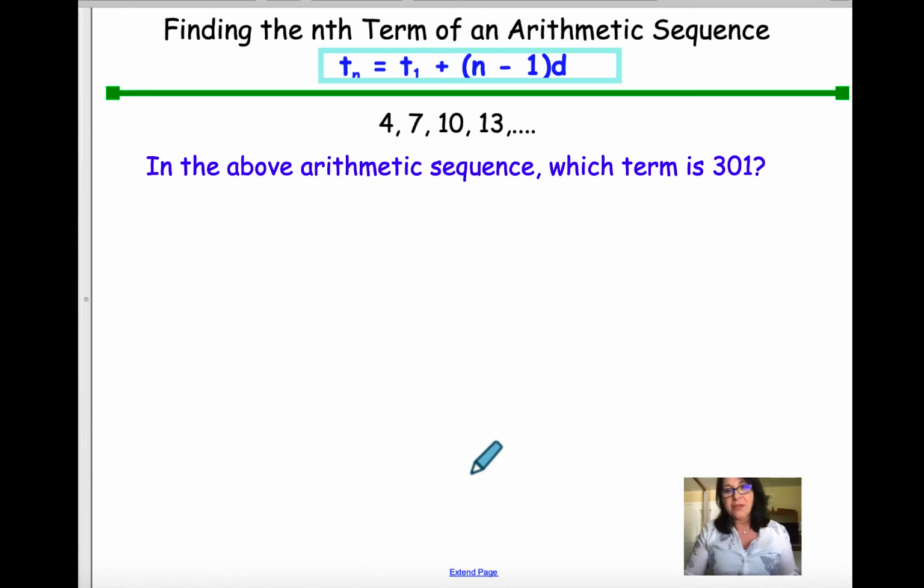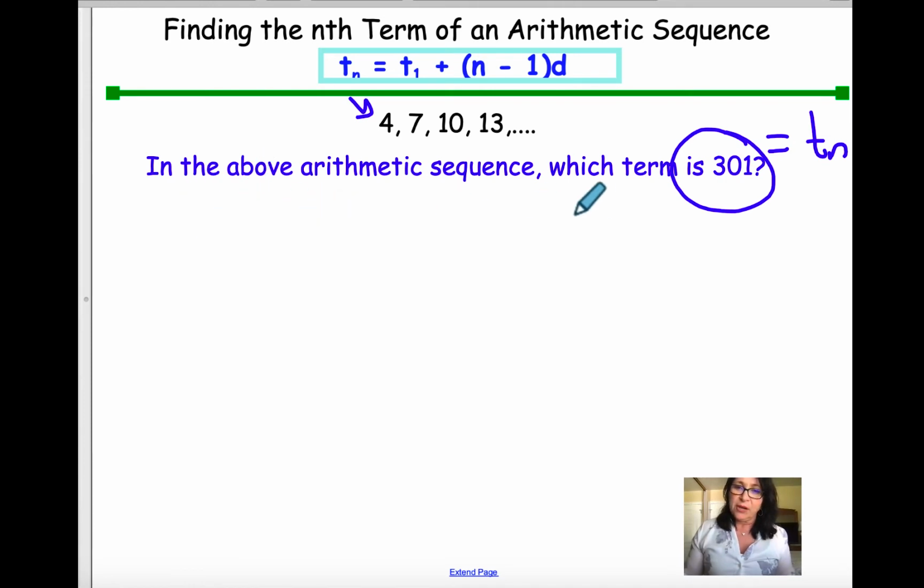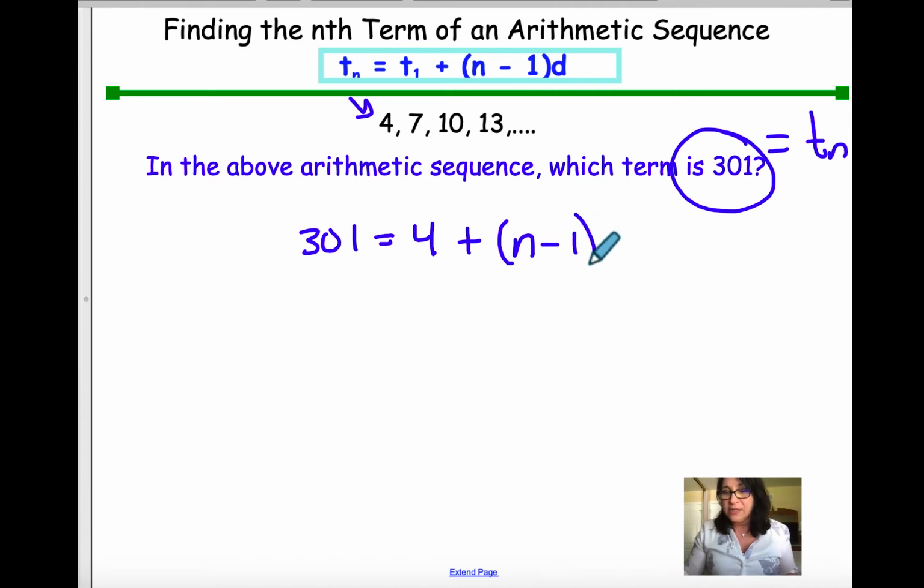All right, so here we go. I'm asking you to find the nth term of the arithmetic sequence, and we don't know what term number it is, but we do know that the nth term is 301. We also know the first term is 4. So I'm going to say T of n, my nth term, is 301, equals my first term 4, plus n minus 1, and we don't know what n is. That's what we're trying to find, times my common difference.